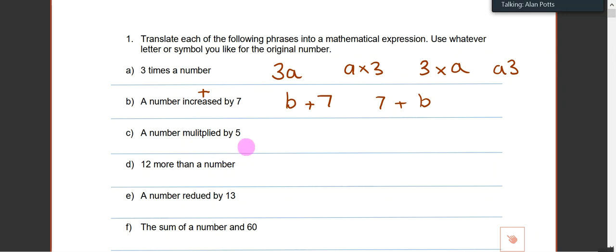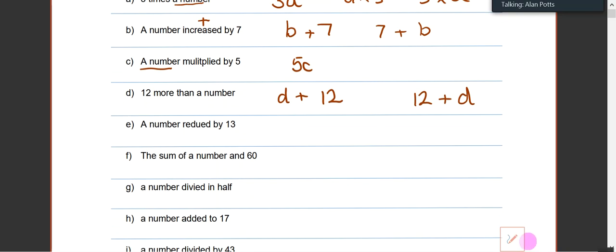A number multiplied by 5? Well, you can see they're trying to slip you up here, aren't they? So, Sophie? 5x, I'm going to write 5c. You notice they put a number first, just to try and get you to do it the other way around. 12 more, well, it's the same thing as increasing. So, Hayley? D plus 12 in my case. Or 12 plus D. Works either way around because we're adding.